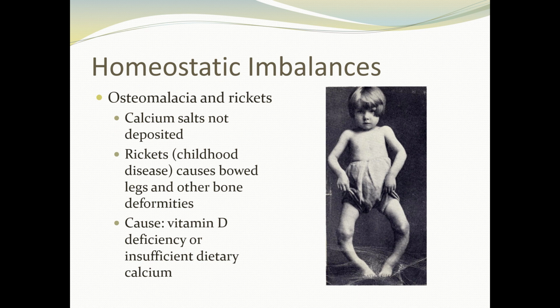During development, homeostatic imbalances can occur. So let's look at osteomalacia, also known as rickets. What's happening here is that calcium salts are not being deposited correctly, and this is usually due to a lack of vitamin D or insufficient dietary calcium. So this is one of the first childhood diseases that was linked to nutritional deficiencies.